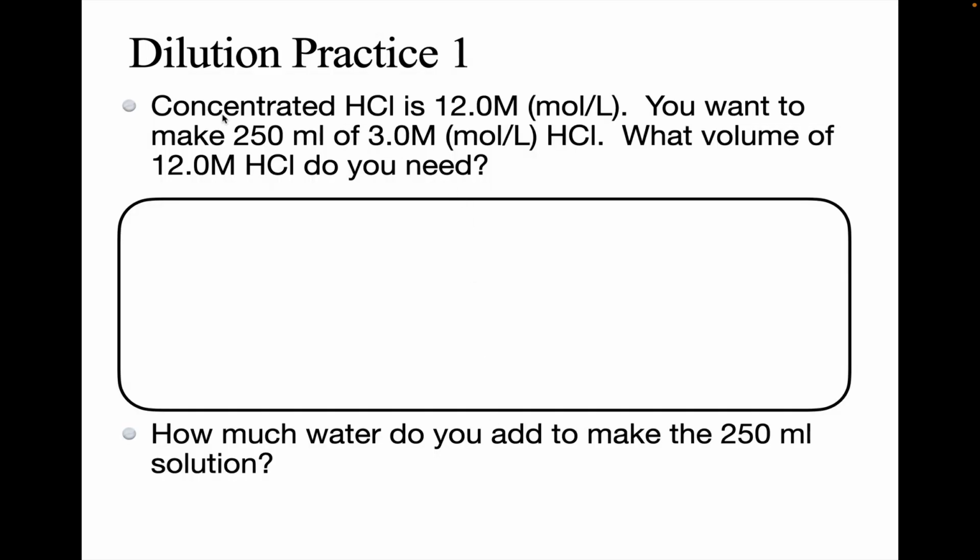So here's some dilution practice. Here we have concentrated 12 molar HCl. We want to make 250 milliliters of 3 molar HCl, okay? So we want 250 milliliters, that's 3 molar. So this is what we want at the end. This is what we had to start, okay?